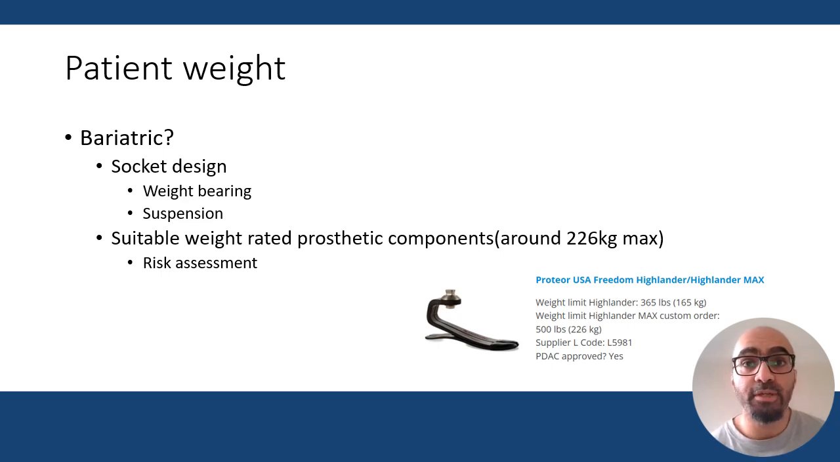Patient weight. Patient weight is really important to know, how much the amputee weighs. We always record the patient weight to monitor trends that may affect residual limb volume or explain residual volume changes, but also to ensure we provide a prosthesis suitable for their weight. This is related to the manufacturing. You can see an example: suitable weight-rated prosthetic components are around 226 kilograms maximum, and we need to make sure of the risk. It's not only about the components, it's about the weight itself and also the energy of the patient.